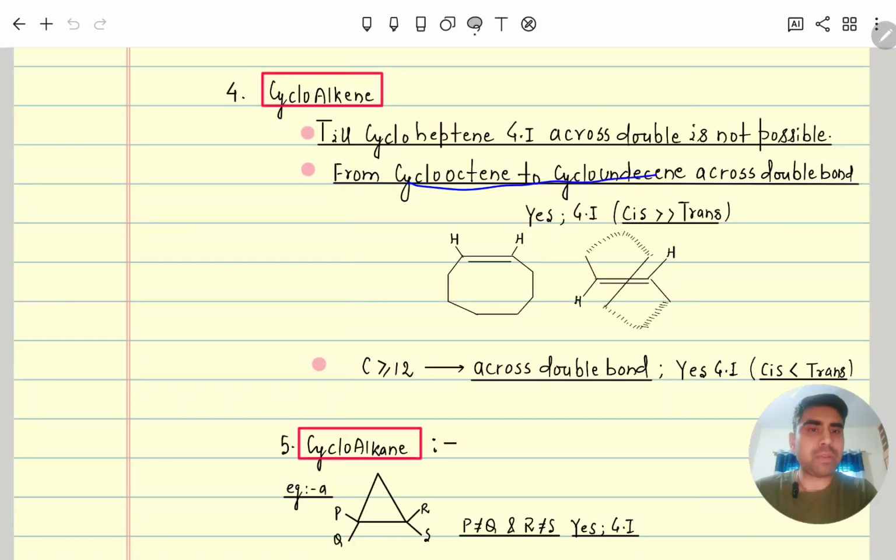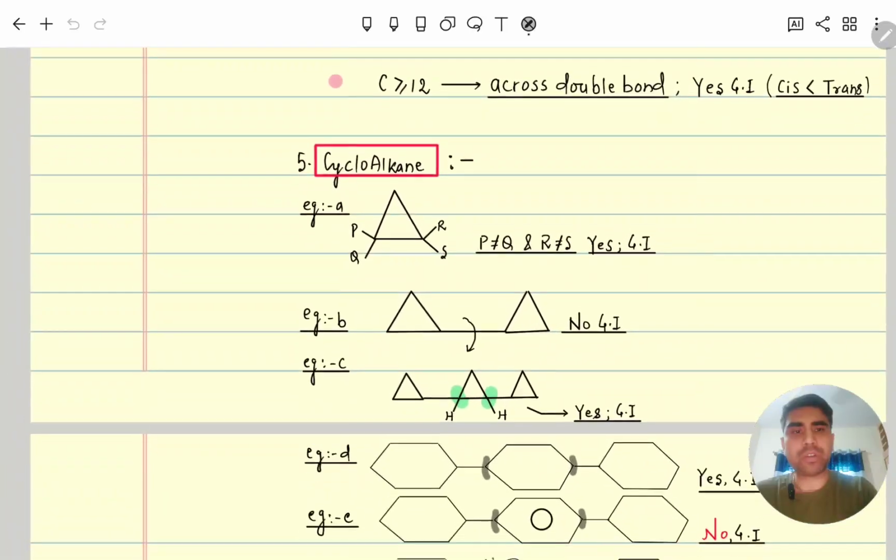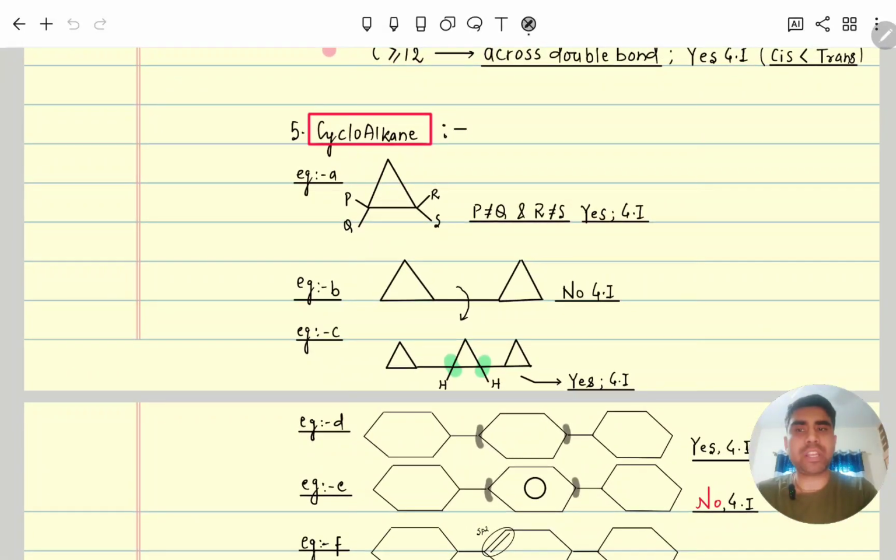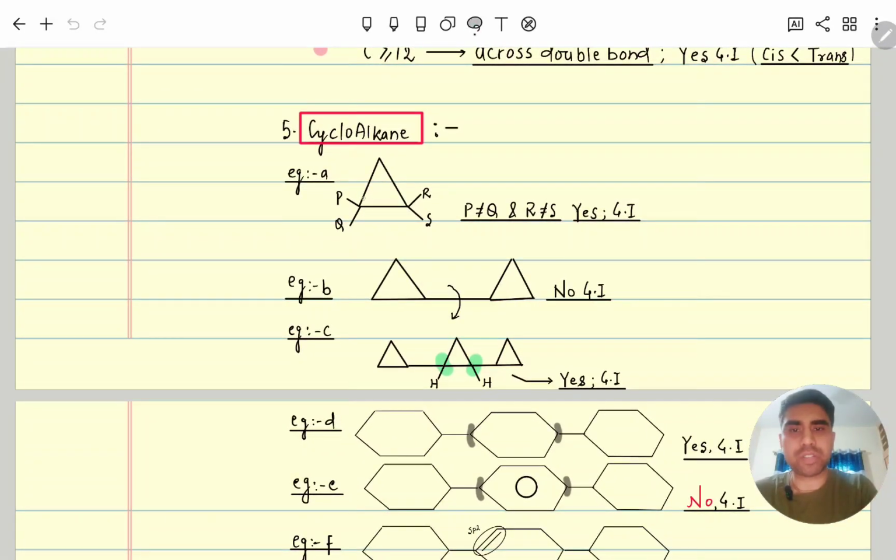So 8 to 11, cyclooctene to cycloundecene, it will show GI across the double bond, but in that cis is more stable than trans. After 11, meaning 12 onwards, trans will be as usual more stable than cis. Now coming to across cycloalkane, across the single bond here.